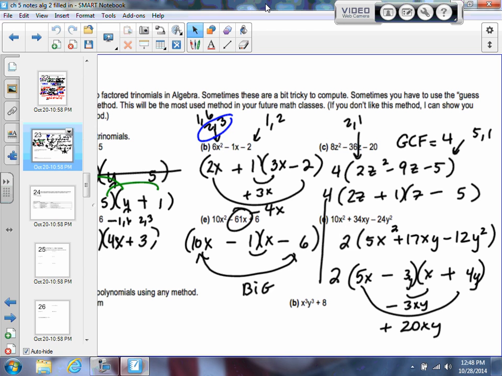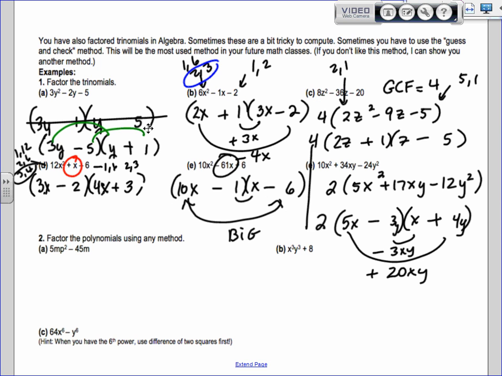The last part of 5.1, or 5.4, part 1. That's what we called it. So number 2, it says factor the polynomials using any method. So we're going to look for difference of squares, difference of cubes, sum of cubes, factor by grouping, GCF. We're going to look for all those different things.